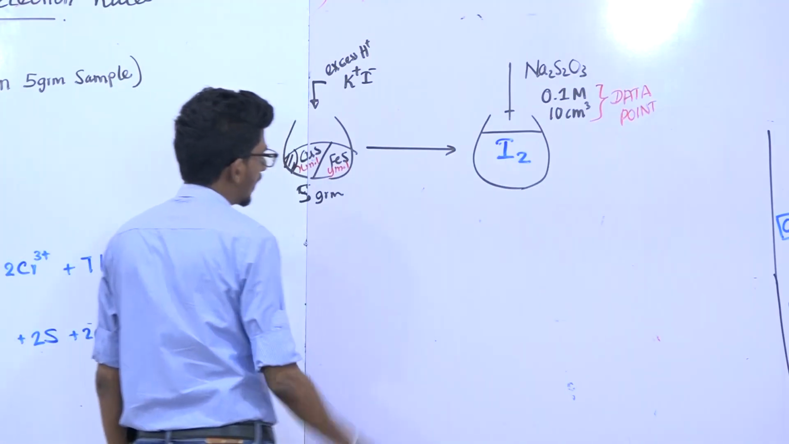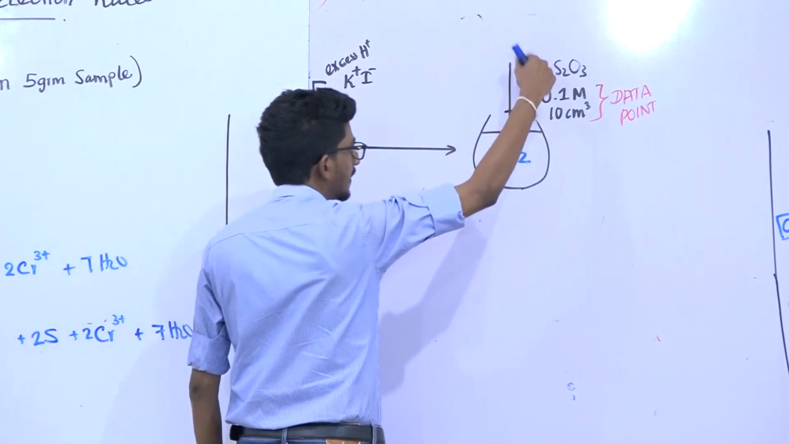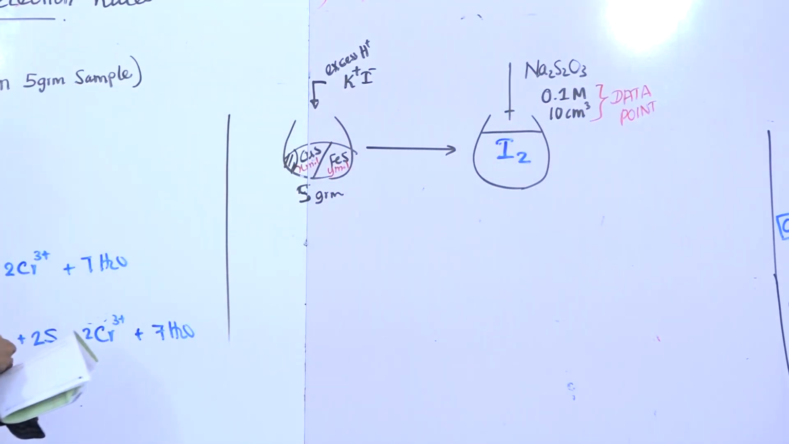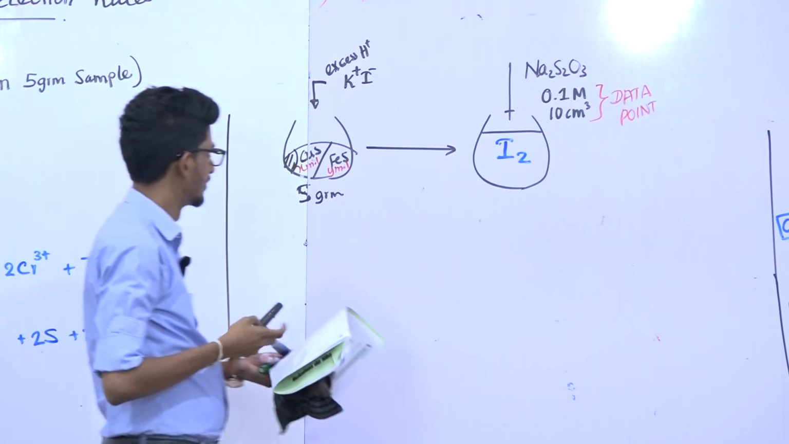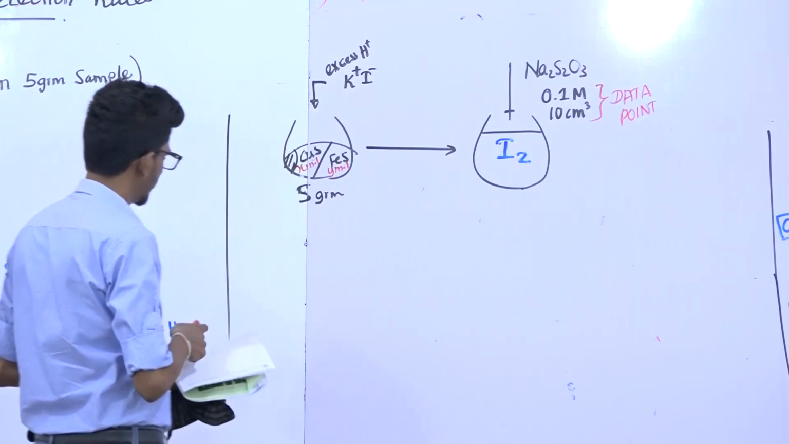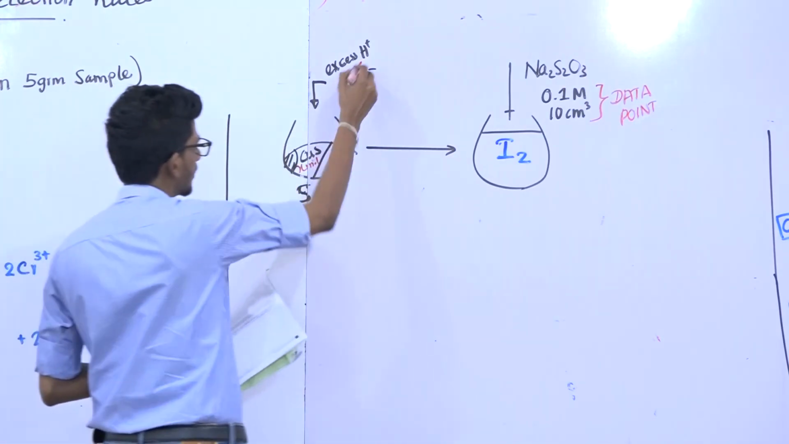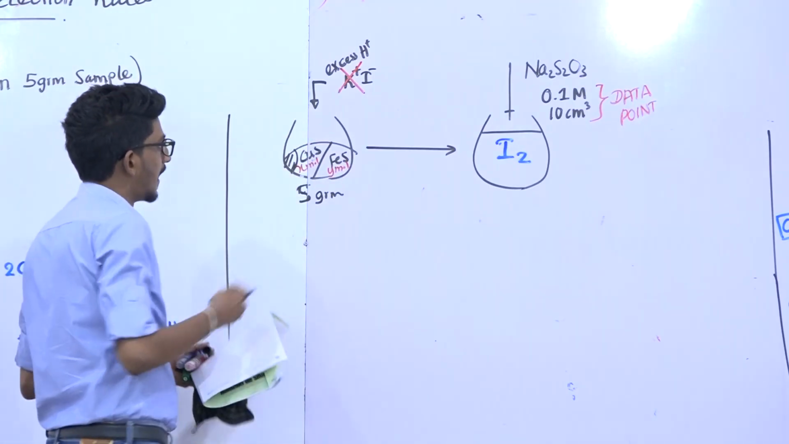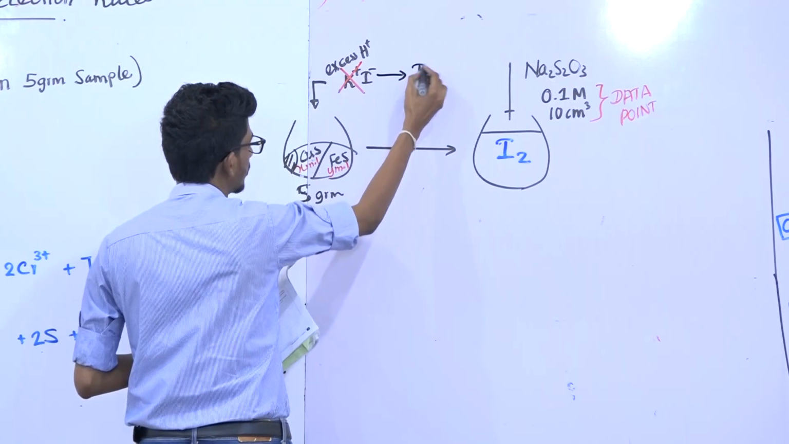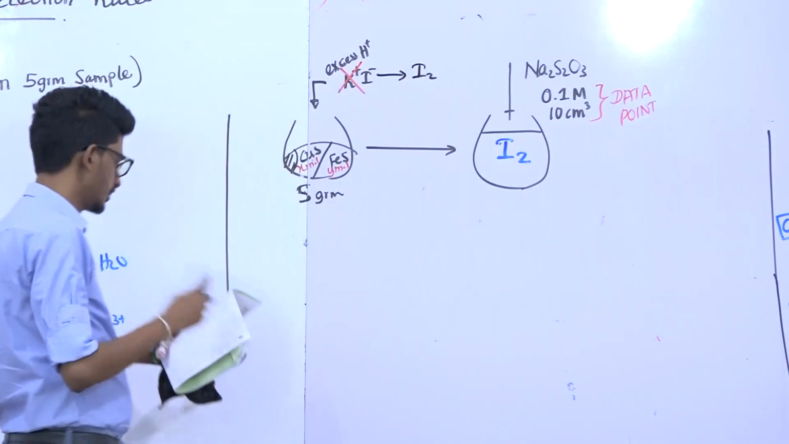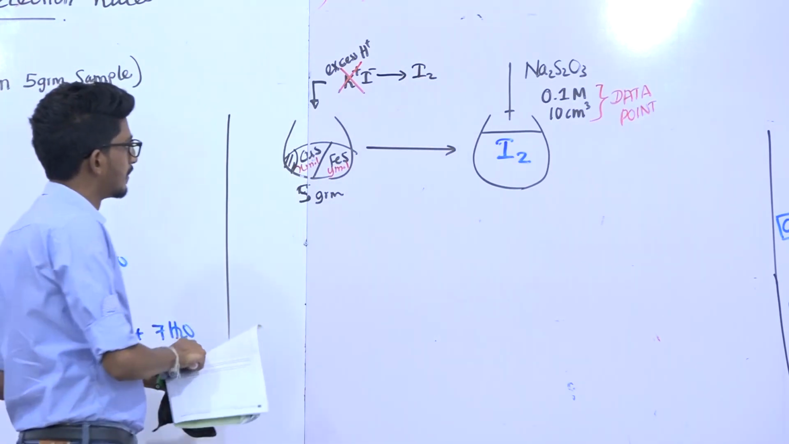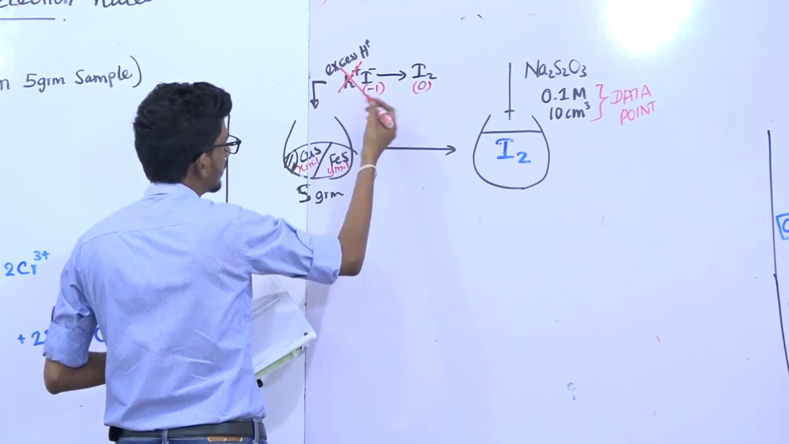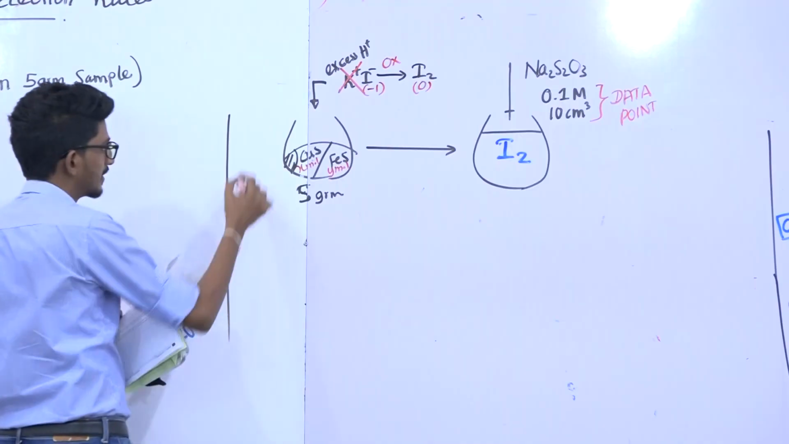After that we have to bring your x, y values here. Okay, let's try to come up with the equations. So K plus is of no use. I minus always tends to go towards I2, like X minus forming X2. So you clearly see the minus one oxidation state getting oxidized to 0. That means it's oxidation, so we are expecting some reduction here.